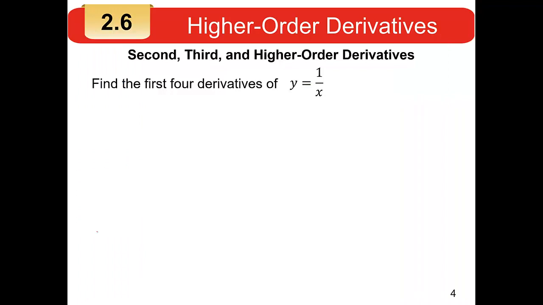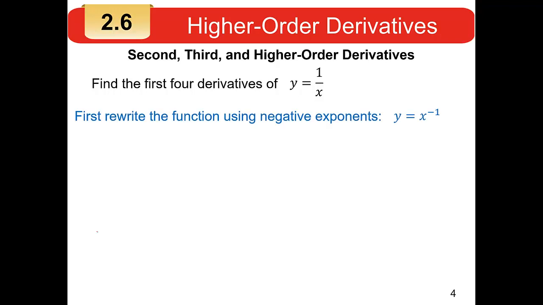Another example, find the first 4 derivatives of y equals 1 over x. I hope by now that you've dealt with enough of these problems that you know that when you see 1 over x, you're probably going to want to go ahead and rewrite that as a negative exponent and write that as y equals x to the negative 1, because that lets us use the power rule directly. Once it's in that form, the power rule says take the exponent multiplied by the coefficient, and remember that's an understood 1 there, so it's going to be 1 times minus 1, which is minus 1. And then you take the exponent and decrease it by 1.